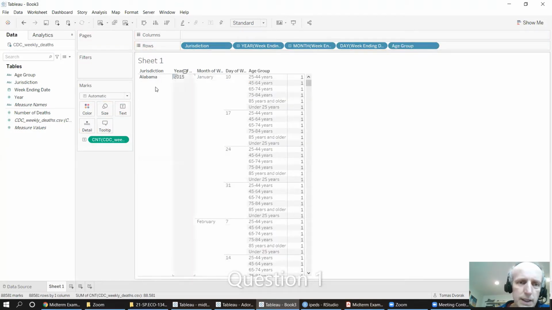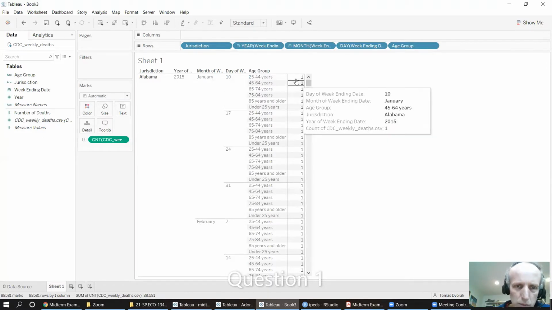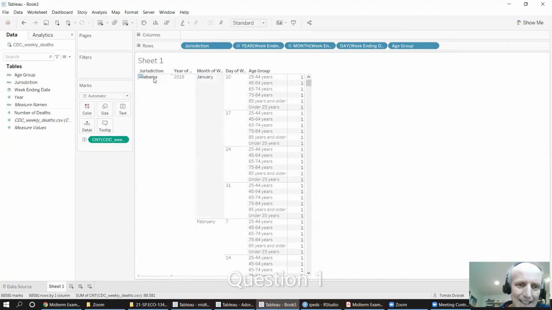And yes, indeed, so for every date, for every week, we have one observation for each age group. When I look at the number of rows in this table, it equals the number of observations, 8,581. So the unit of observation is jurisdiction, date, and age group.